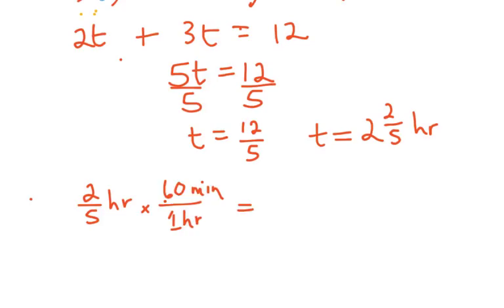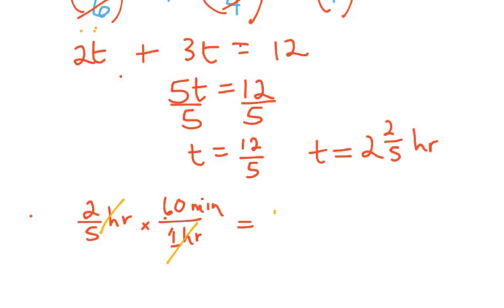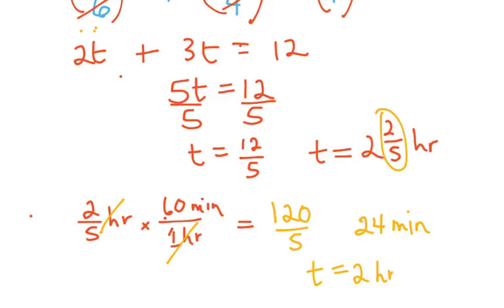We multiply the 2/5 of an hour by the conversion factor. We want hours on the bottom, so that hours cross cancel, and I get 2 times 60, which is 120, divided by 5 minutes. 5 goes into 120 24 times. Wow, I don't know why that just escaped me. Yeah, 24. So we get 24 minutes. That's this 2/5. So our final answer is, the time is 2 hours and 24 minutes.